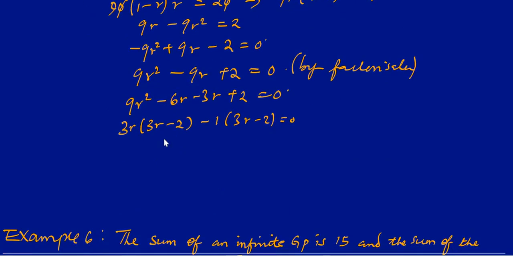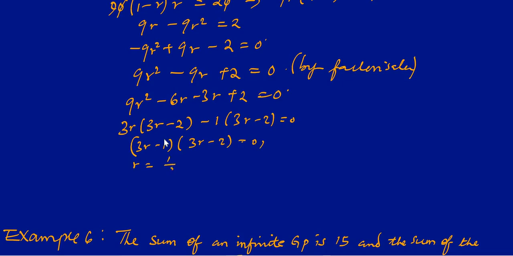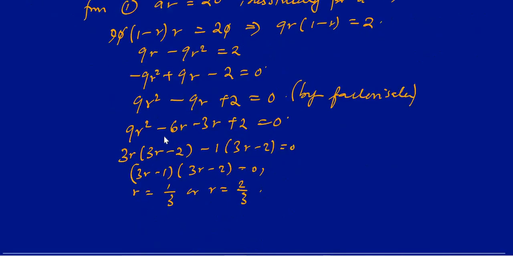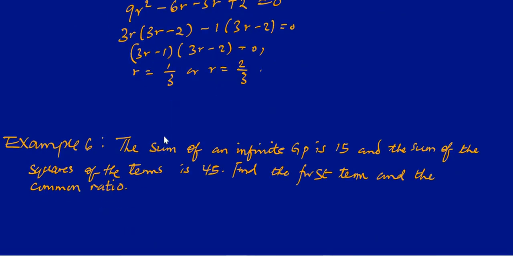So if you go further now, we're going to have 3R minus 1 into 3R minus 2 is equal to 0. Therefore, R is equal to 1 over 3, or R is equal to 2 over 3. So for us to find the value of A, the first term, remember the question says we should find the first term. So let's take R1. For first term, that is B part of the question.